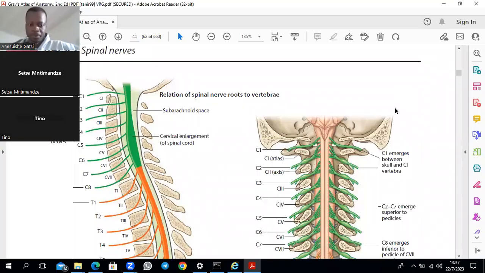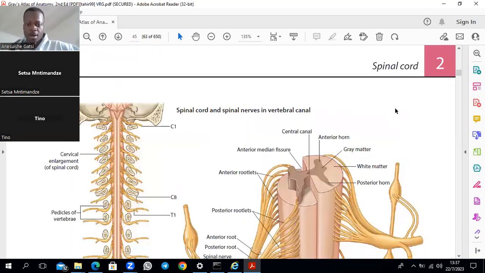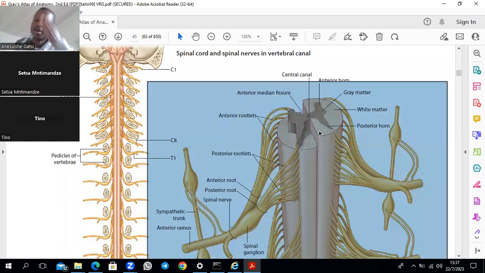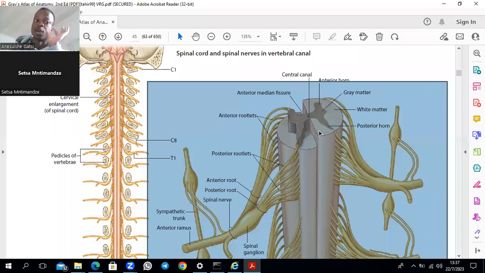All right, so for the spinal cord, this is the spinal cord. It begins at the foramen magnum. If you remember your posterior cranial fossa, it begins at the foramen magnum as a continuation of the medulla, right? And it ends opposite the intervertebral disc between the L1 and L2 vertebra.